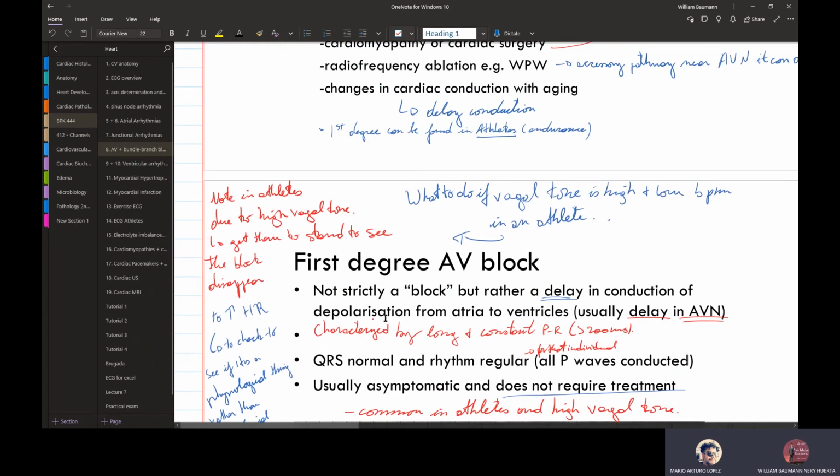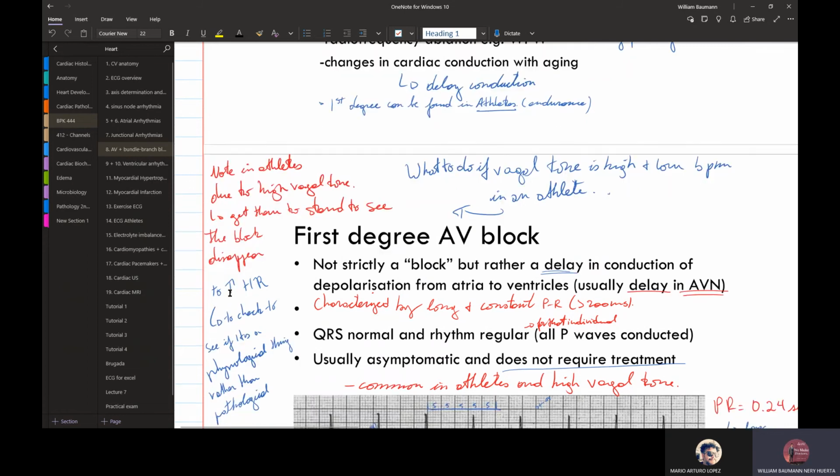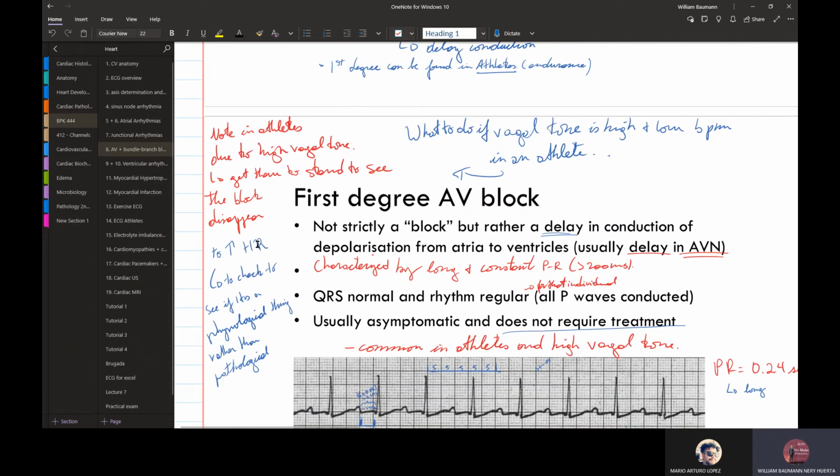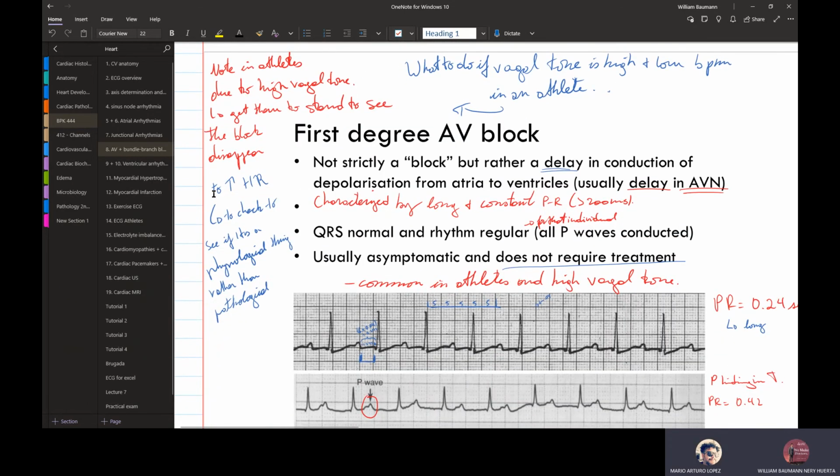Now I wrote something here that says, what do you do if the vagal tone is high and there's a low beats per minute in an athlete? It says, note, in athletes due to high vagal tone, you get them to stand to see the block disappear. So when they stand, they do the ECG, it's going to disappear. This is going to increase the heart rate, and you check to see if it's physiological rather than pathological.